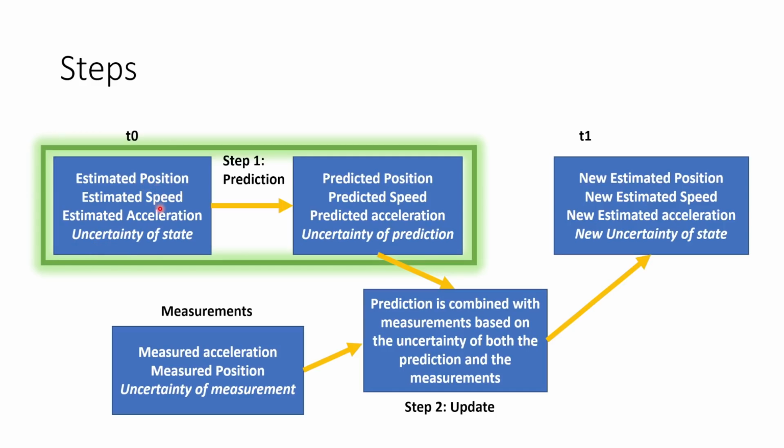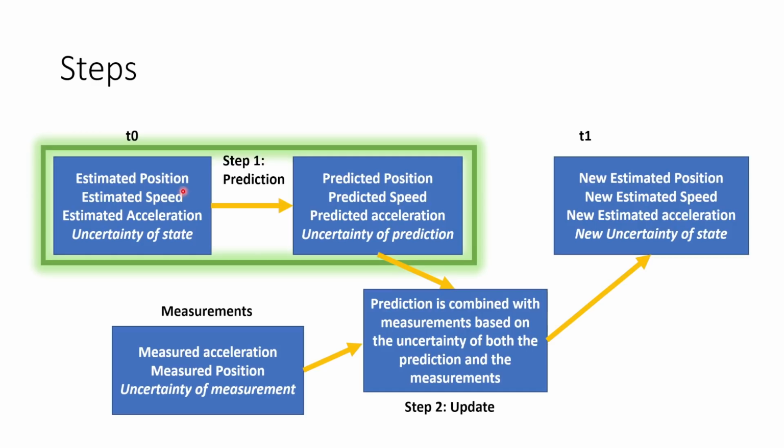And the goal is to get to time t1, the next time step in the control loop, in the PID loop, with a new estimate for the position, a new estimate for the speed, a new estimate for the acceleration, and also a new calculation for the uncertainty of those three parameters. The way we get there is through two steps. The first step is the prediction step.